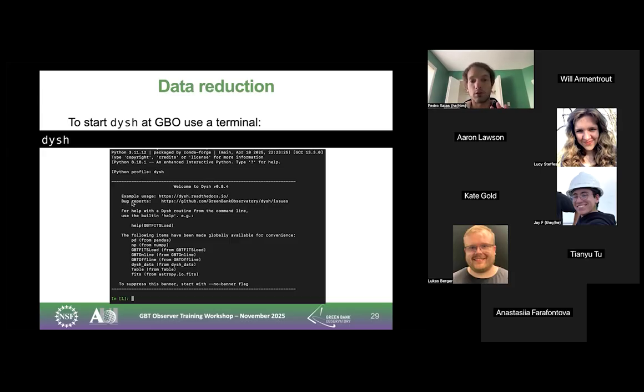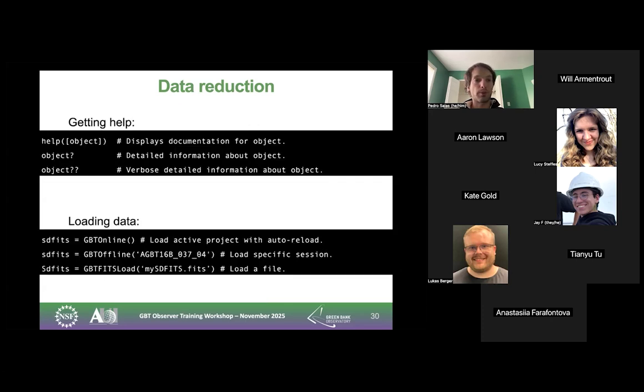So okay, that's the first part. That's how you launch it, and it's just either an IPython terminal or a Jupyter notebook. Then, getting help: because it's just IPython, you can just use IPython commands to get help. Object question mark or object double question mark. That should work. And then, how you load your data.